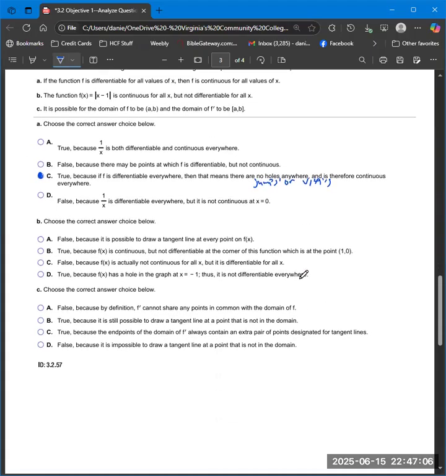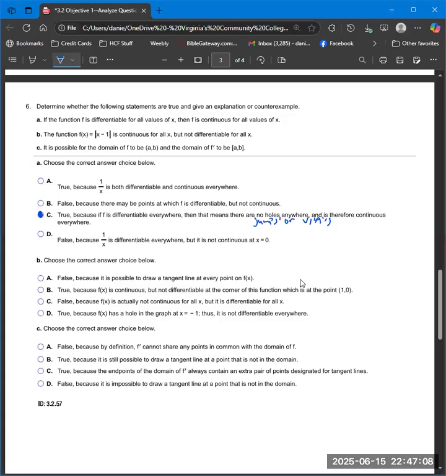The function f of x is equal to the absolute value of x minus 1. That's the absolute value function shifted 1 to the right. It's got a corner there at x equals 1. It is continuous for all x, but not differentiable for all x. That's true because it's not differentiable at that corner, (1, 0).